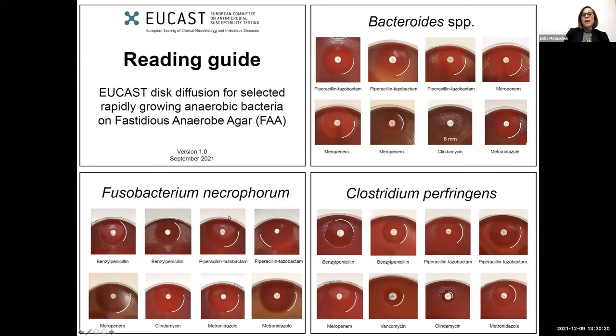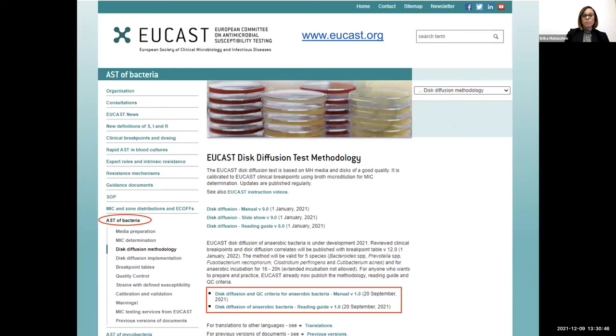We have developed a reading guide specifically for anaerobic bacteria on FAA, where we have many more examples, and this is available on the EUCAST website. You can also enhance the pictures on your screen to see more examples of fuzzy haze, swarming, and hemolysis. And the next slide will show you where to find it. You go to AST of bacteria, then disk diffusion methodology, and then you have the documents for the standard disk diffusion test, and below that, the disk diffusion criteria for the anaerobes. So one document with the method and QC criteria in the same document, and another document, which is the reading guide.